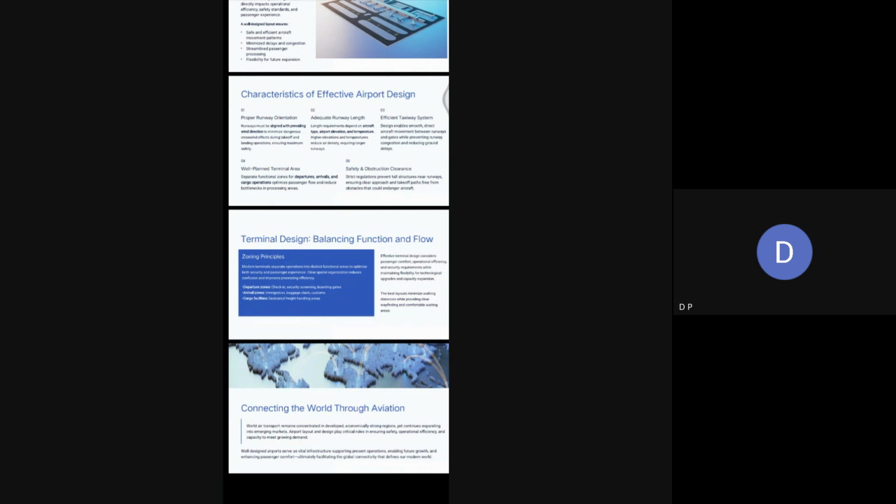World air transport remains concentrated in economically strong, developed regions, and is continuously expanding into emerging markets. Airport layout and design play a critical role in ensuring safety, operational efficiency, and the capacity to meet growing demand.